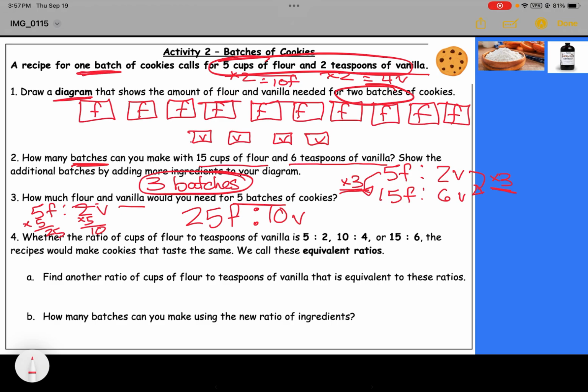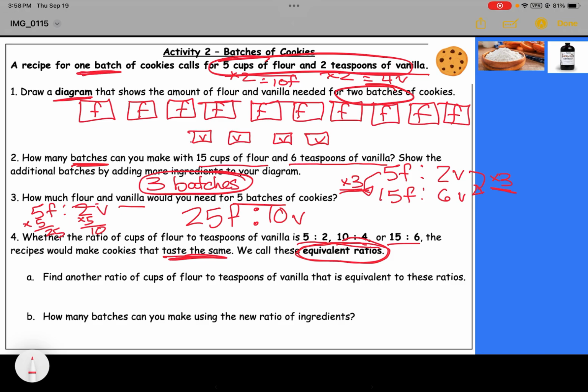Question 4, whether the ratio of cups of flour to teaspoons of vanilla is 5 to 2, 10 to 4, 15 to 6, the recipe would make cookies that taste the same. We call these equivalent ratios. So if we do it correctly, an equivalent ratio or a doubled or tripled or quadrupled batch will taste the same. So that's what an equivalent ratio is. The ratio is equivalent. So we're making all the proportions the same.